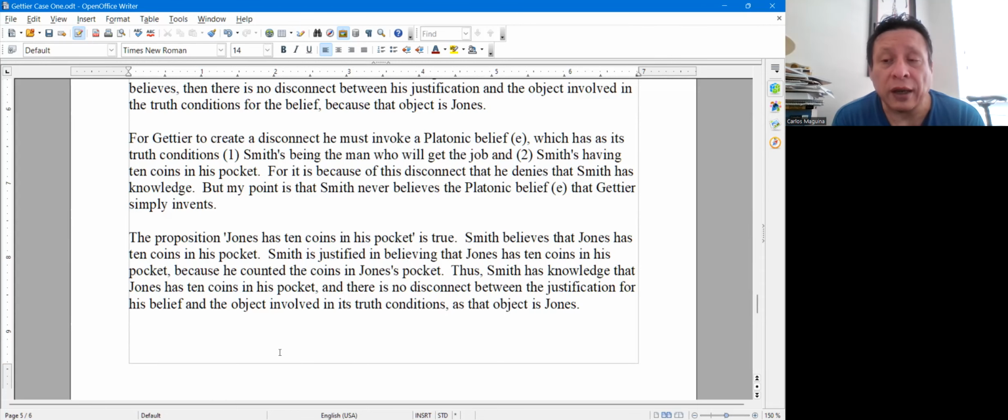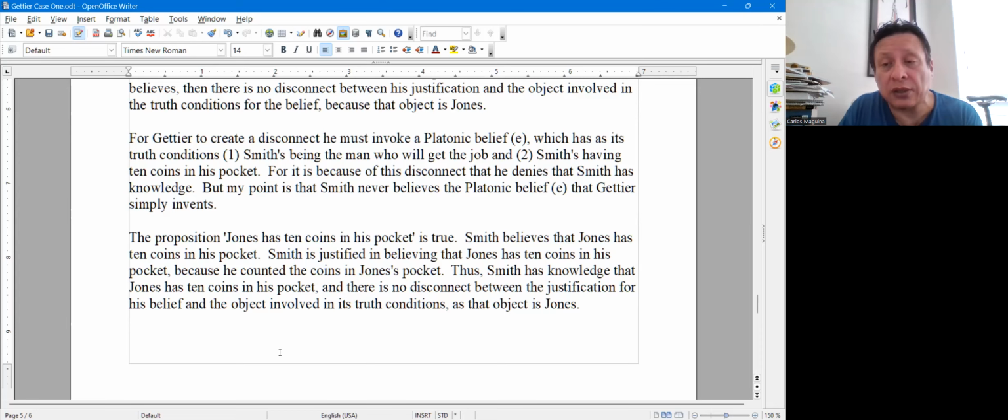First of all, nobody uttered that sentence. Who uttered that sentence with Smith as the, right? Nobody. He's just using that sentence again. He's just pulling it out of thin air and applying it here, but it cannot be Smith's belief. So the proposition Jones has 10 coins in his pocket, which I'm saying is the exact same as the man who will get the job has 10 coins, when Smith says it or when Smith believes it, is true. Smith believes it, and he's justified in believing it because he counted the coins in Jones's pocket. Thus, Smith has knowledge. He has justified true belief and knowledge because they're the same thing.